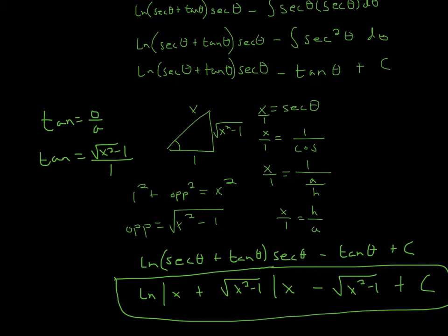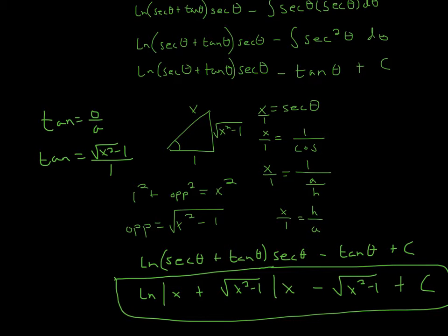Secant theta is the same as 1 over cosine. Cosine is adjacent over hypotenuse. When we have 1 divided by a fraction, we can just flip it and multiply, so x over 1 is equal to hypotenuse over adjacent. That means if we build a triangle, the hypotenuse will be x, and the adjacent side will be 1. Now that we have two sides of the triangle, we can use the Pythagorean theorem to solve for the last side. We find that this side is the square root of x squared minus 1.